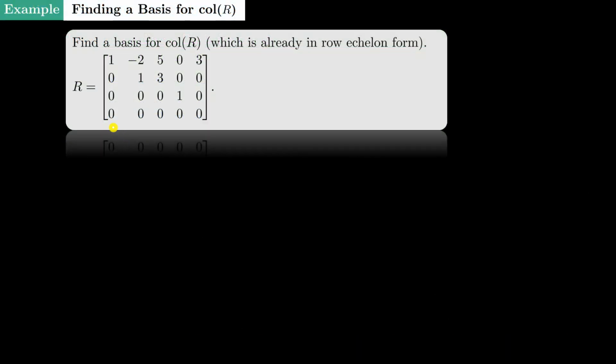In this question, we are asked to find a basis for the column space of the matrix R, which is already in row echelon form. So our task is very simple. The first step is just to locate the pivots, which are this 1, 1 and 1, which means that the first column, the second column and the fourth column are pivot columns.